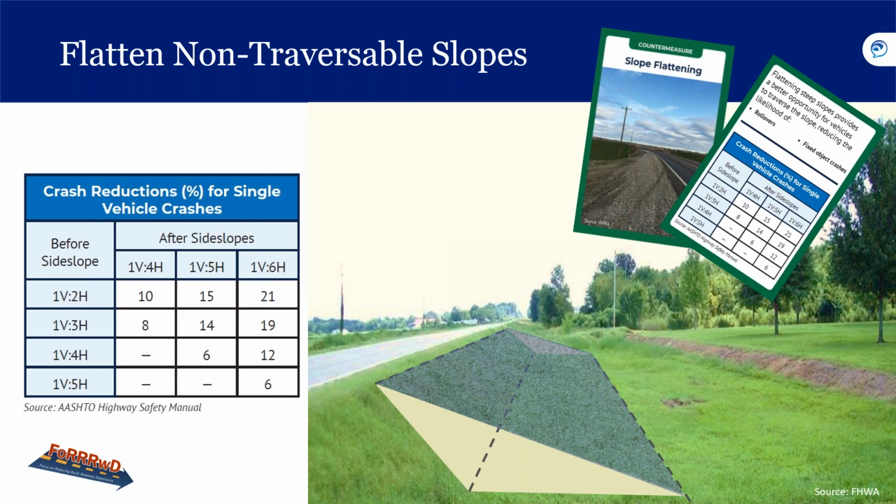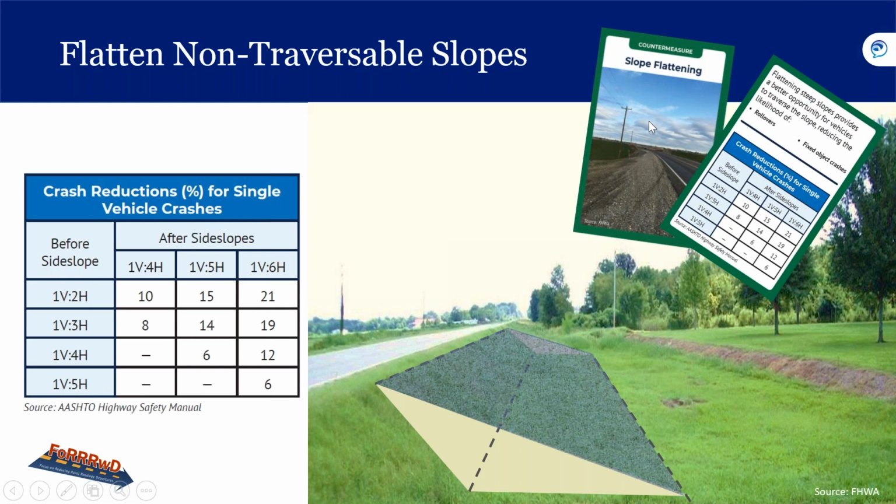And then up in the table here on the left, that's a table from the Highway Safety Manual that shows the crash modification factor for flattening slopes. So crash reduction anywhere from 21% to 6% by flattening some slopes, depending on the before and after, whether you're 2 to 1 up to a 6 to 1, or 5 to 1 to 6 to 1 and so forth.